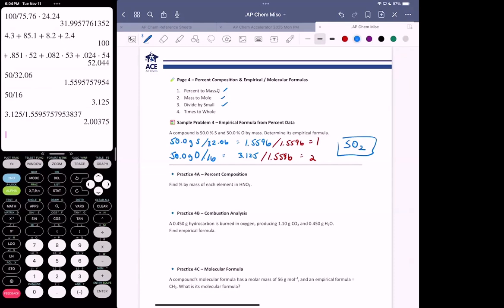Before you do an empirical formula problem, find the percent by mass of each element in nitric acid, HNO3.